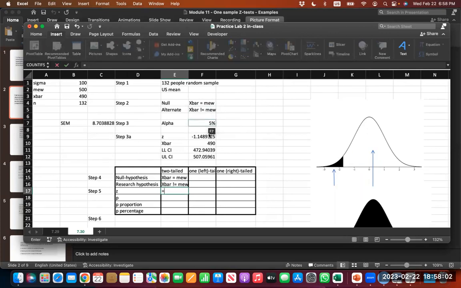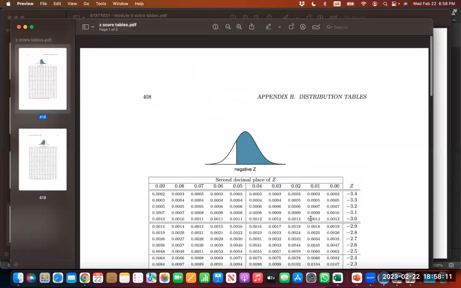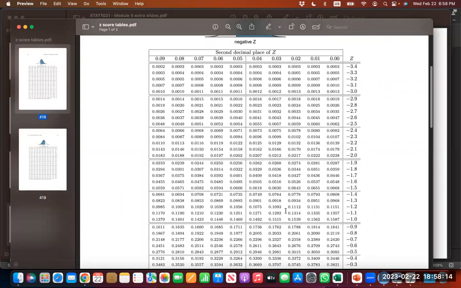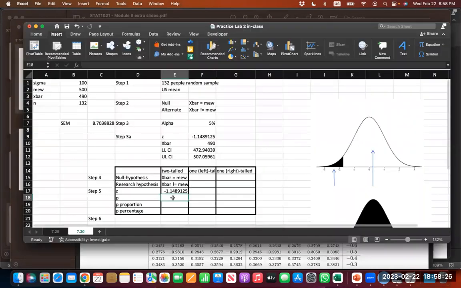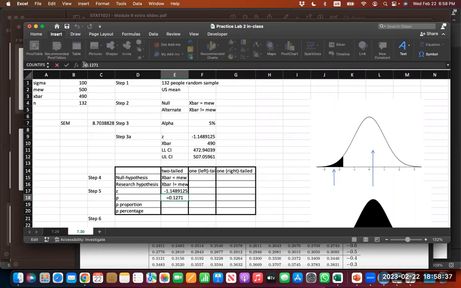Our set is, as we know, minus 1.14. Calculated that before. If we go on the set score table, we basically find minus 1.1, and here in column 0.04, we want to find minus 1.14. This is 0.1271. We copy this over in the spreadsheet. That basically is now our p-value. However, it's not the complete p-value because we need to multiply it by 2 because it's a two-sided value, so we have 0.25. That's 25%.